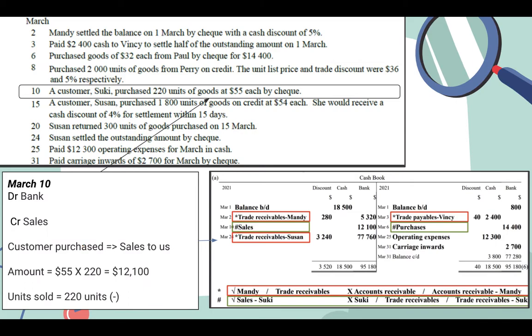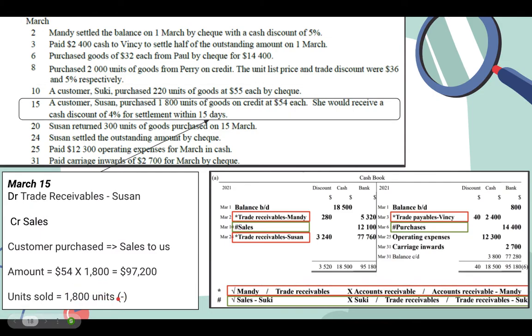And then for the 10th and 15th, it's about sales because it's a customer buying from us. So here we actually receive the money from the 10th, so we will write sales instead. $12,100. Again, after we sold the units, we have less inventory. Susan as well, but pay attention. If the payment is received within 15 days, then you can be entitled to a cash discount. But here they purchased on credit. Nothing here.